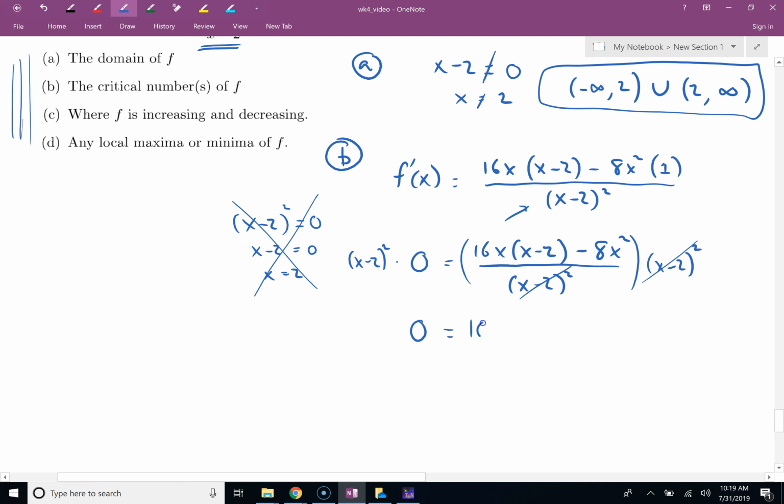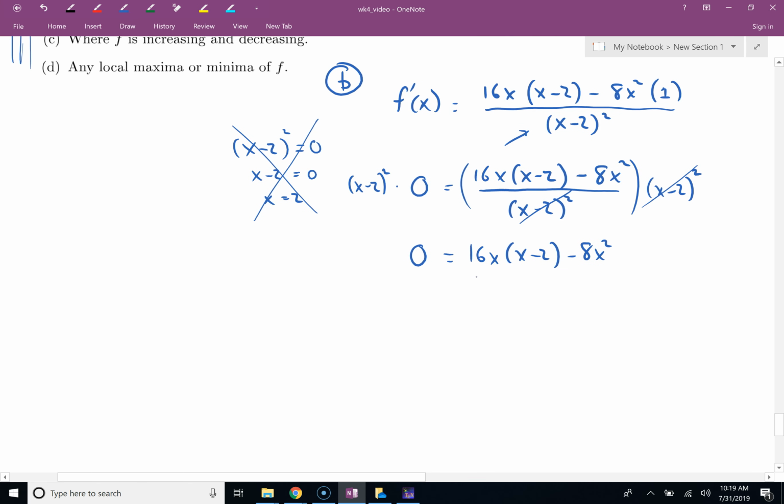On my right-hand side, we have 16x times x minus 2 minus 8x squared. Let's simplify a little bit by expanding this out: 16x squared minus 32x minus 8x squared. We can combine these like terms here, and we're going to get 8x squared minus 32x. And I think we can actually factor this. If I factor out an 8 and an x, in my first term I'll have an x left over, and in my second term I'll have a negative 4 left over.